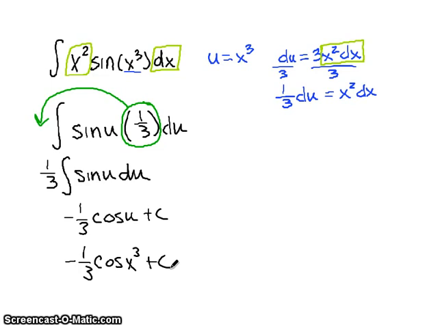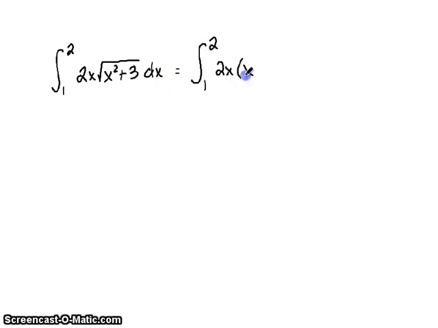There's one more thing we need to talk about, and that's taking a definite integral as opposed to taking an antiderivative with our u substitution. So let's look at the problem: the integral from 1 to 2 of 2x times the square root of x squared plus 3 with respect to x. Just like derivatives, we want to get rid of our radicals before we do anything else. So the integral from 1 to 2 of 2x times the quantity x squared plus 3 dx.